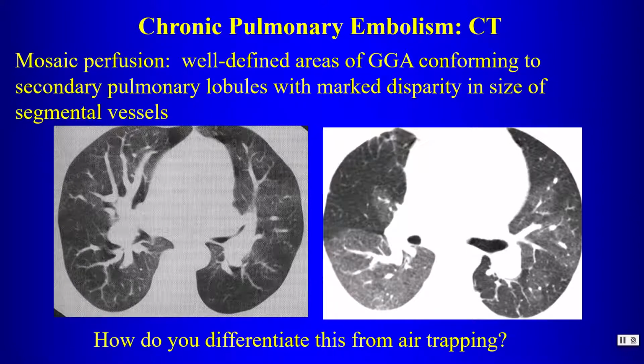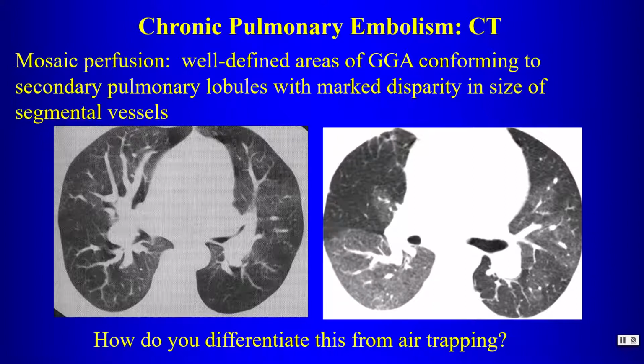So a more specific term here is mosaic perfusion, and this is when we have these areas of decreased attenuation with smaller blood vessels. Notice the blood vessels are somewhat larger and more prominent in the areas of the lung parenchyma that are increased in attenuation, because the blood flow is diverted away from these areas where the pulmonary vasculature is obstructed. So this is called mosaic perfusion, and this can also be seen in patients with chronic pulmonary thromboembolic disease. How can we differentiate this from air trapping?